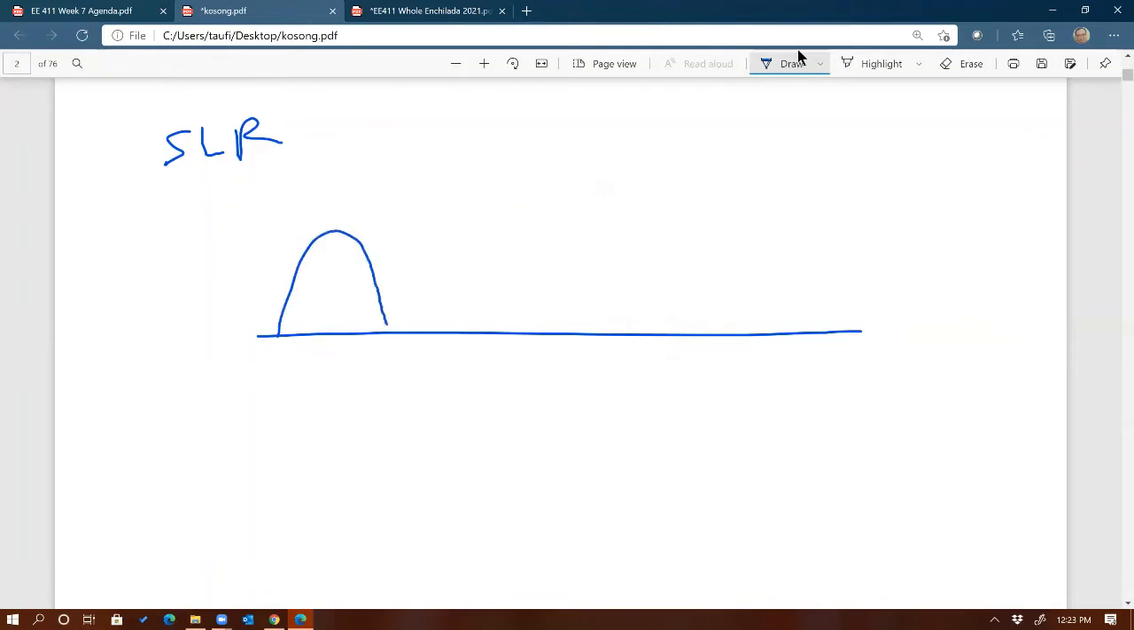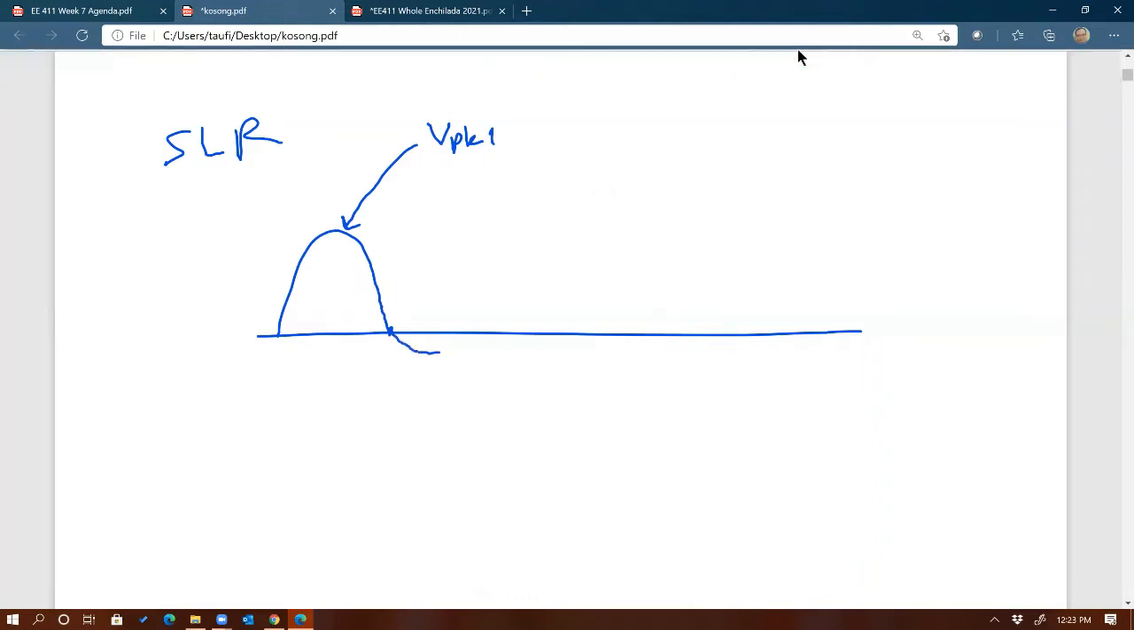That's the positive resonant, and the positive resonant has its peak. Let's call it V peak 1. And then it will go negative as well. But when it swings negative, the peak right there, call it V peak 2, is not coming from the same sine wave.